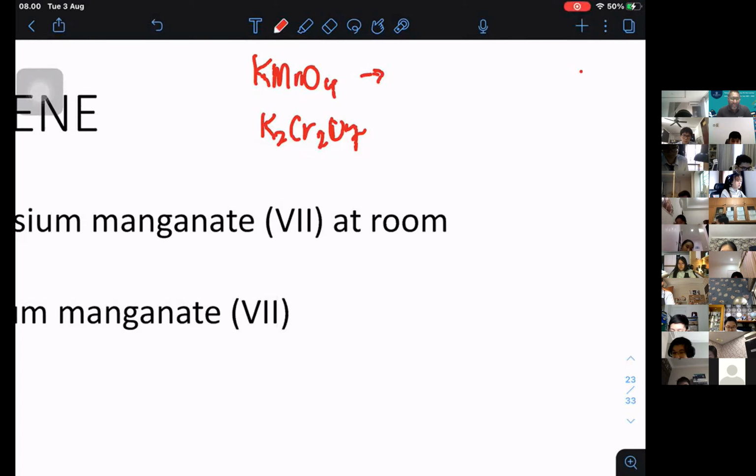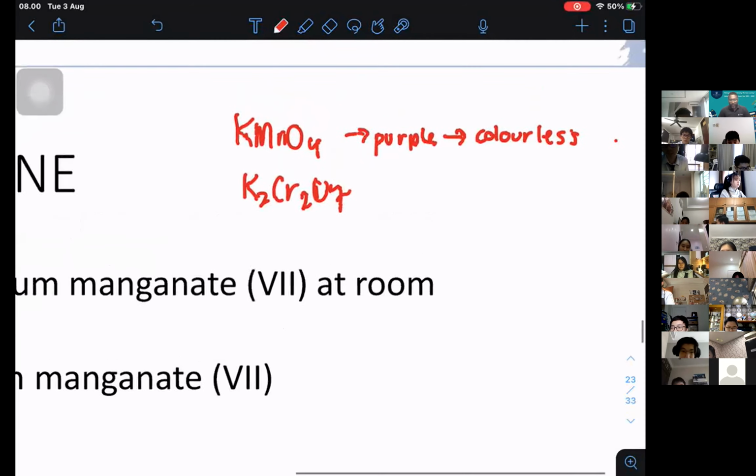But now in AS chemistry, what you need to know is the color. The original color is going to be purple. When there is a reaction, the purple color will change into colorless. Very important, you must know this.